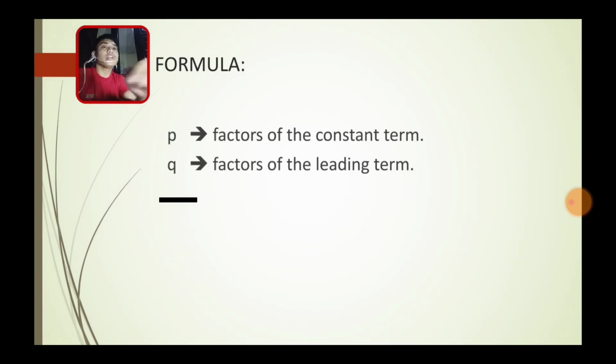The formula is that we divide the factors of the constant term by the factors of the leading term. If you're familiar with the constant term, that is the term of the polynomial equation that has no variable. The leading term has the leading coefficient, so we find the factors of the leading coefficient. Let's say 2x squared.